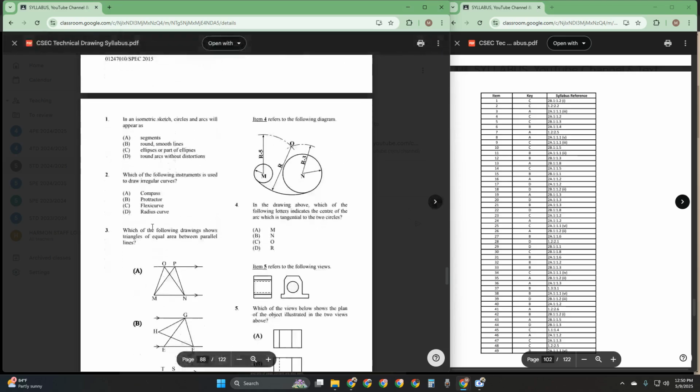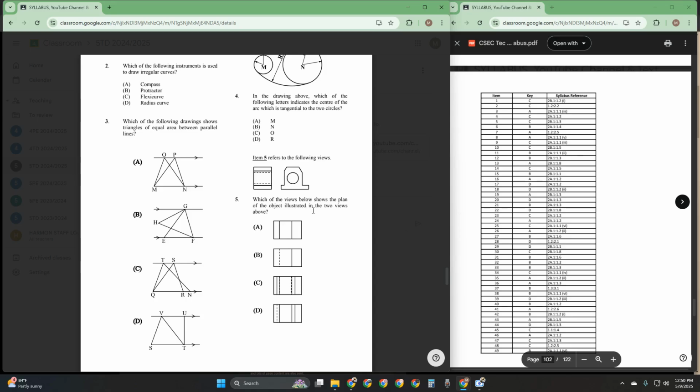Now, all of these questions are familiar, of course. Number 4. In the drawing above, which of the following letters indicates the center of the arc, which is tangential to two circles? So this is the center of the arc. These are these two circles. Is it M, N, O, or R? They say C, which is O. Agreed.